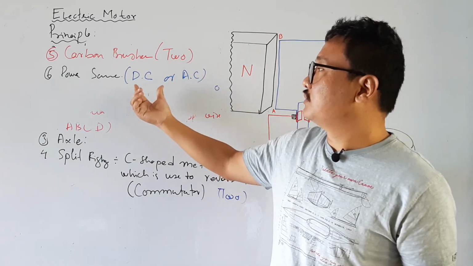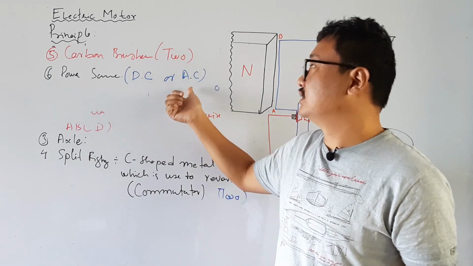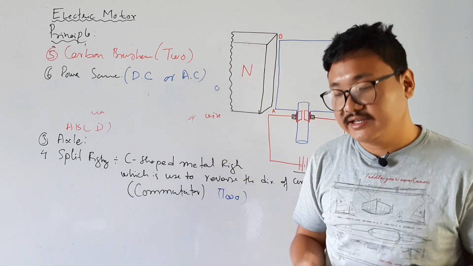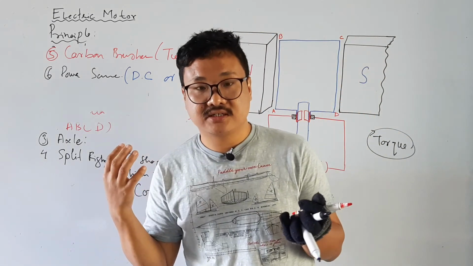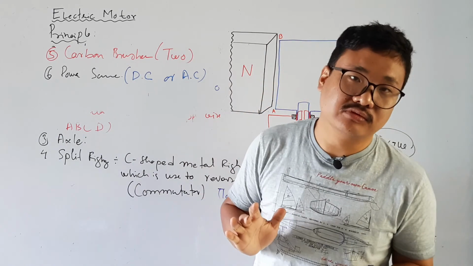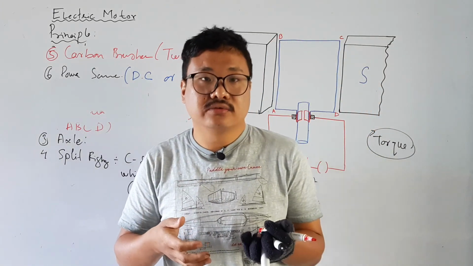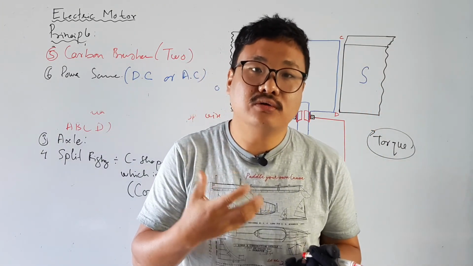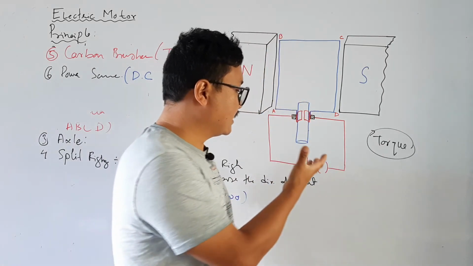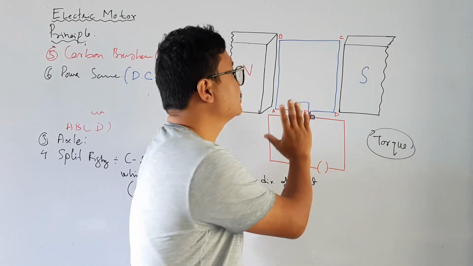So we can use the power source as direct current as well as alternating current from anywhere. So these are the basic principle and the parts of the electric motor. Now in the next lesson we are going to study the working. How does this electric motor work? Whenever we supply current, how does it rotate?